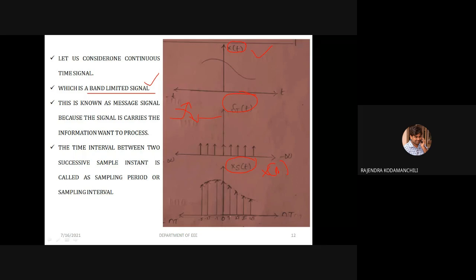And moreover, the time interval between any two successive samples is called the sampling interval or sampling period. This is a very, very important point. When we provide a continuous input through the sampler, we get a discrete output. In this discrete output, the time period between any two lines is called the sampling period. That is very, very important.